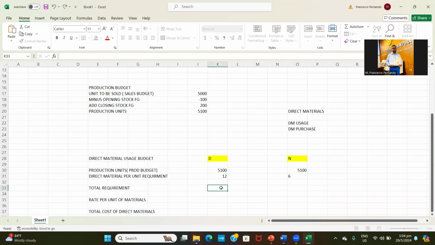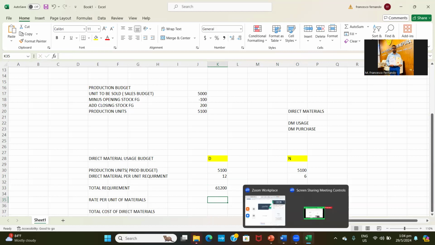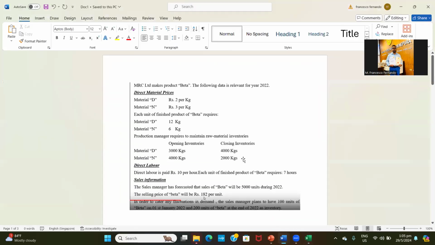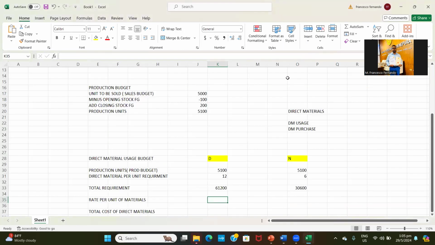Then we can take the total requirement by multiplying these two. So 5,100 into 12, it will be 61,200. And here, 5,100 into 6, it is 30,600. And the rate per unit of material, in the question, it is given as 2 per material D and 3 per material N. So here we can multiply this by 2 and we can multiply this by 3.